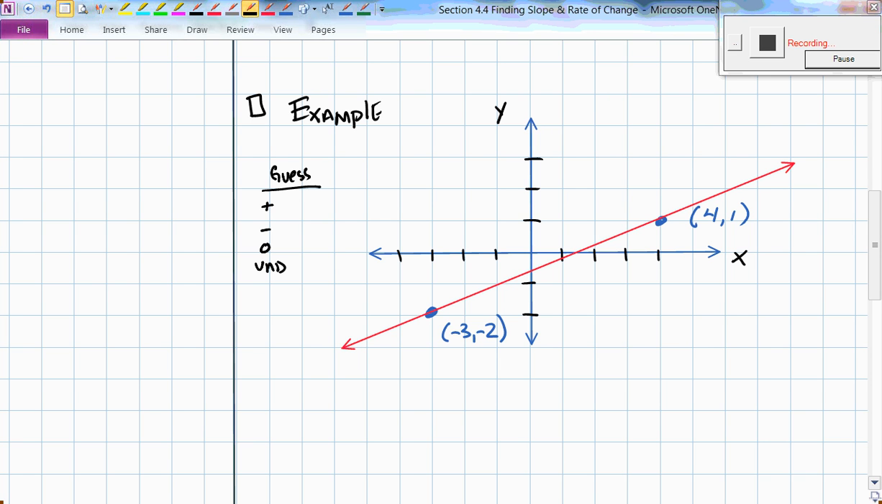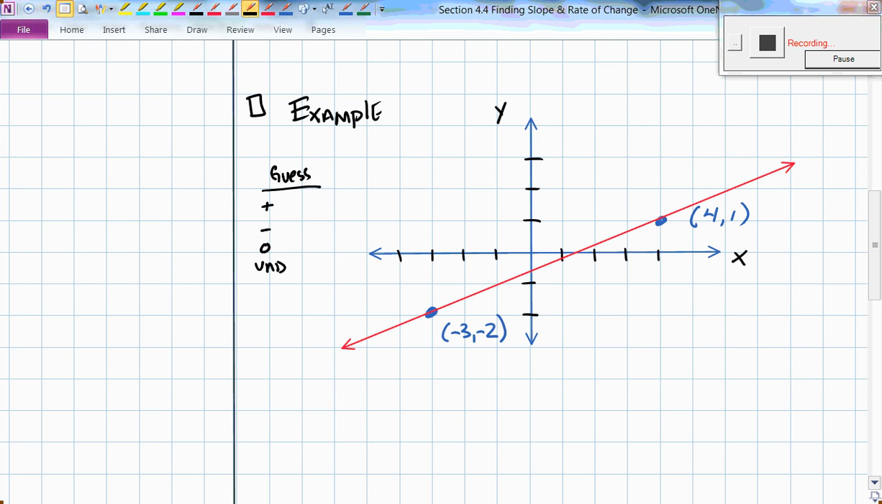All right, now that you've made a guess, how many of you have ever read a book? Which direction do you read books, left to right or right to left? Left to right. We read books left to right. We're going to read graphs the same way, from left to right.